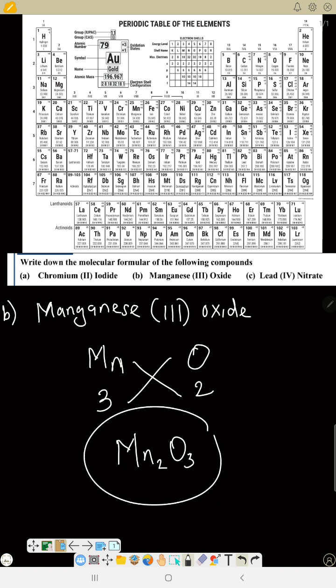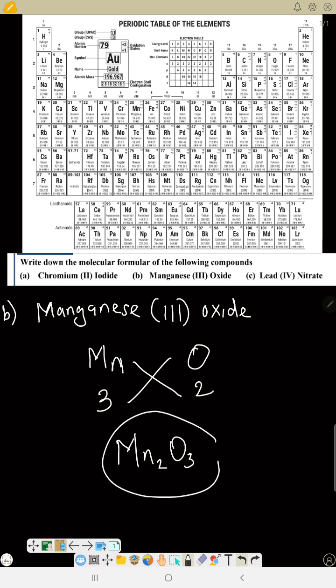So this is manganese 3 oxide. But if this is metal, let's assume it's metal and this is non-metal, I'll just say manganese oxide, nothing will be attached to it. But so far it's transition metal, so this is manganese 3 oxide.